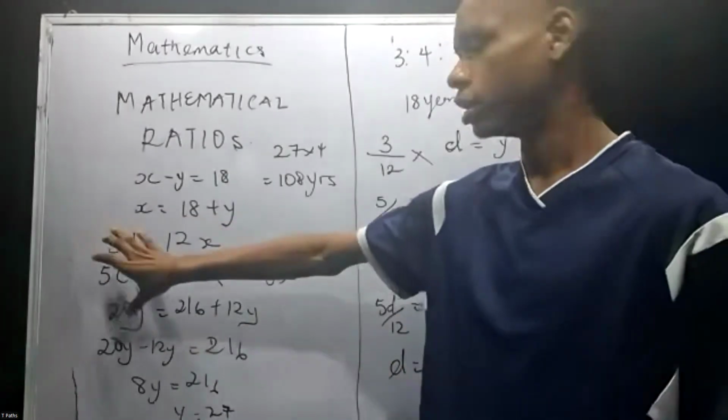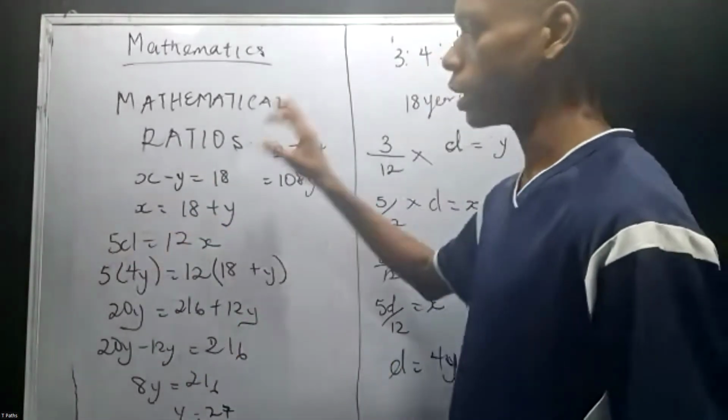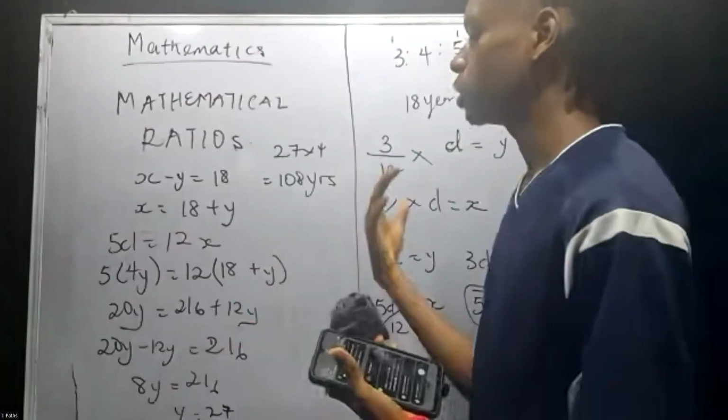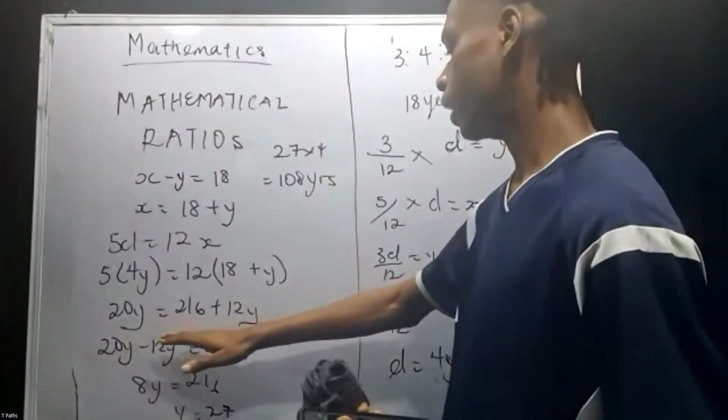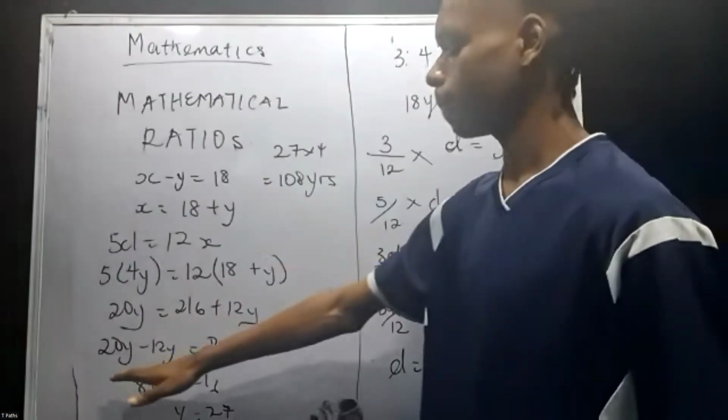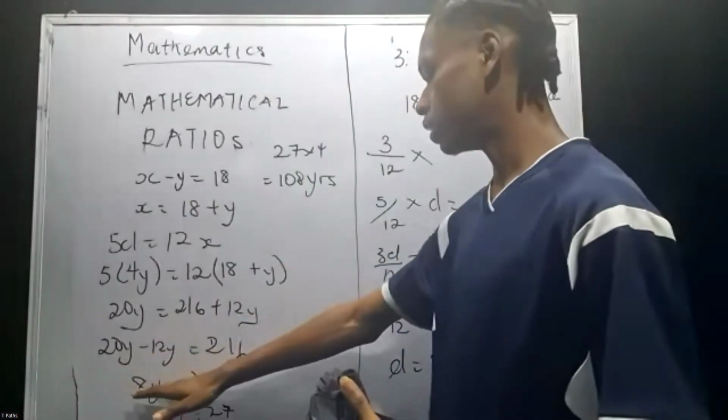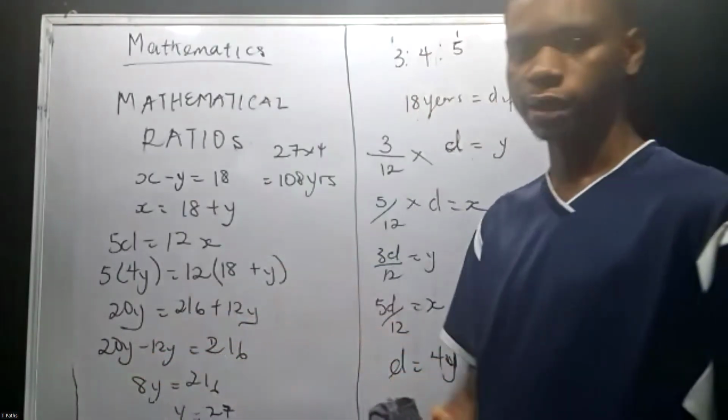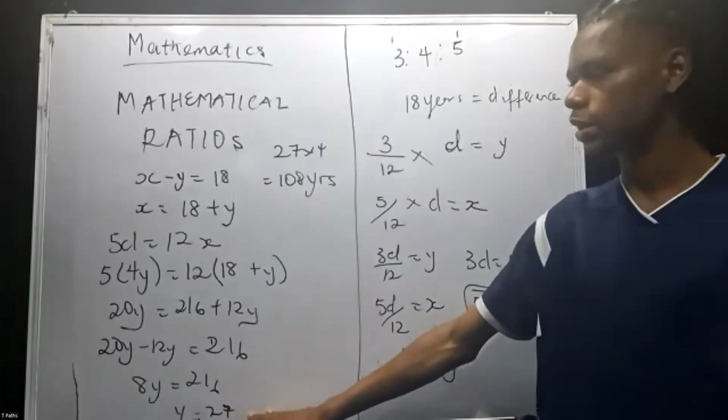Doing the arithmetic, I open the bracket, the normal mathematics process, and then I got 20y is equal to this. Then at the end of the day, I evaluated this to become 8y equals 216, and then I divide through by 8 to get 27. But then we are not done.